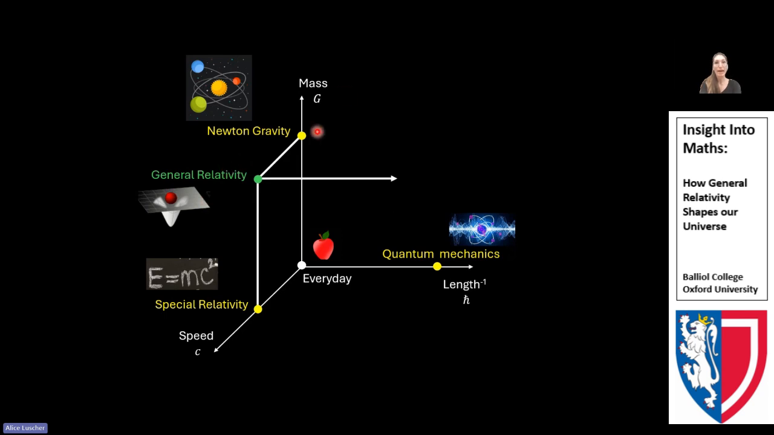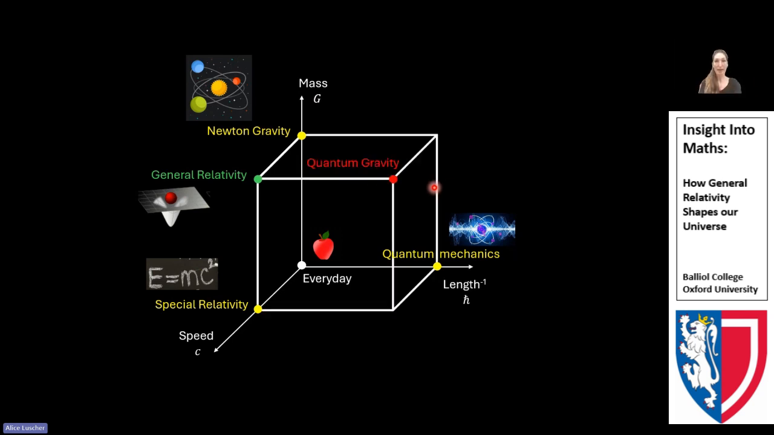So stuff that are both heavy, compatible with special relativity, but also very small. So basically what happens in the center of the black hole, well, then I need a theory of quantum gravity. And just to be complete, there are two other corners to that cube.